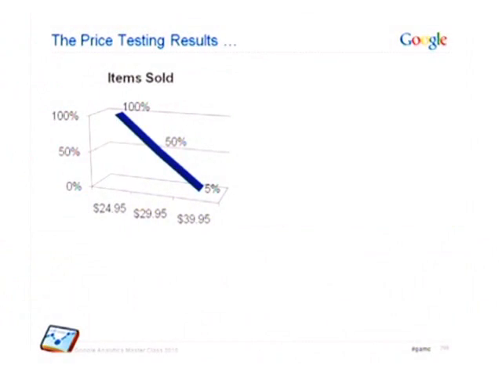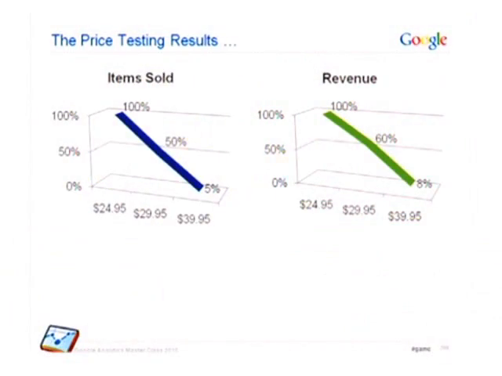We tested 3 price points, $24.95, $29.95, and $39.95. I can't show you the exact numbers, but in relative terms, for every 100 items we'd sell at $24.95, the number dropped to half that at $29.95. And for every 100 items we'd sell at $24.95, the number dropped to 1/20th of that at $39.95.